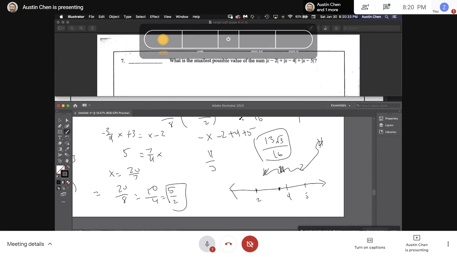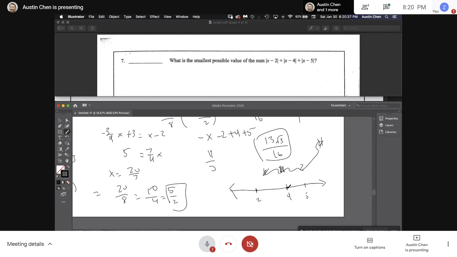Now, how far do I move it right? Well, once I move it to 4, I don't want to move it right anymore, because then I am increasing 2 and 4 but decreasing 5, which is not good because I'm increasing 2 by decreasing 1. So my optimal point is just at 4, and at 4 you can see that the sum is smallest at 3. Okay.